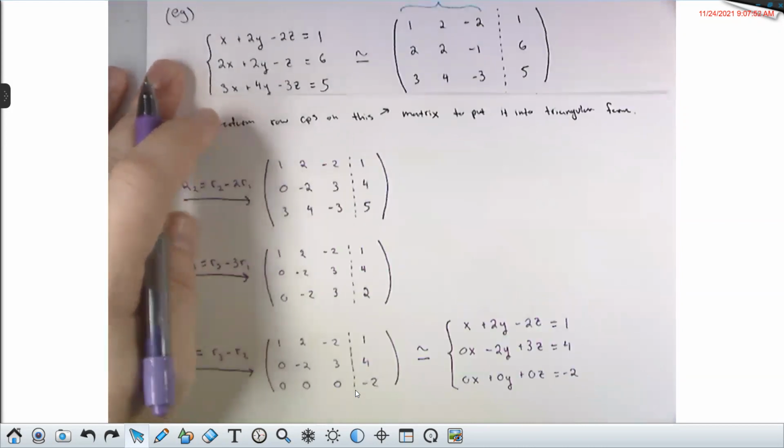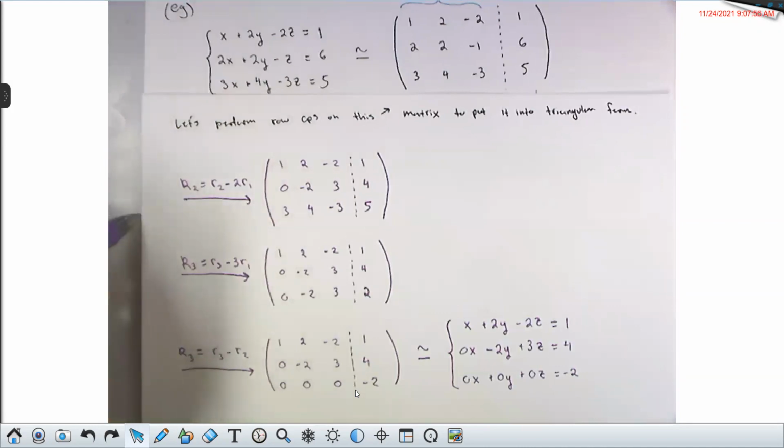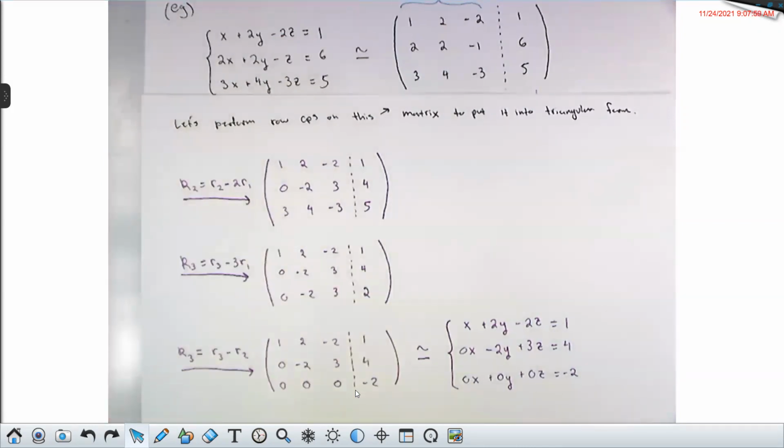All right. What do you guys think is going on with this system? This system down here. Is there no solution for the entire thing? Very good. Very good. Exactly.